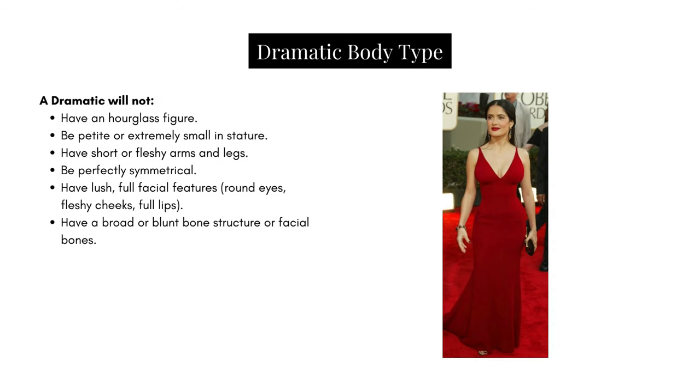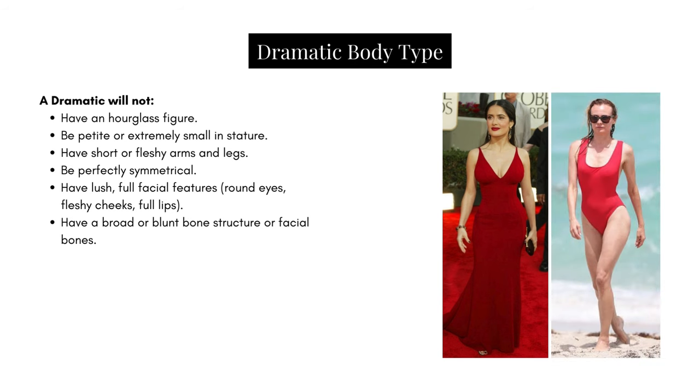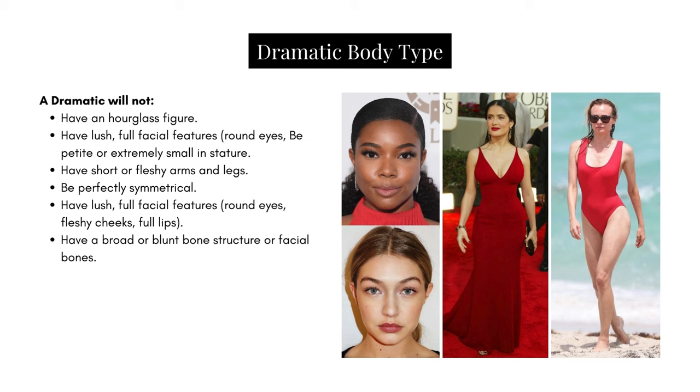A dramatic will not have an hourglass figure, be petite or extremely small in stature, have short or fleshy arms or legs, be perfectly symmetrical, or have lush, full facial features, meaning round eyes, fleshy cheeks, full lips, generally speaking, again. And they will not have a broad or blunt bone structure or facial bones.